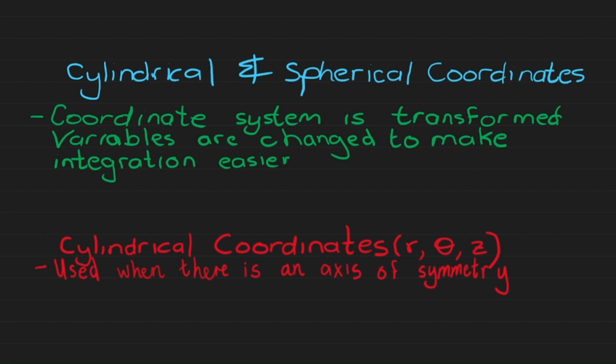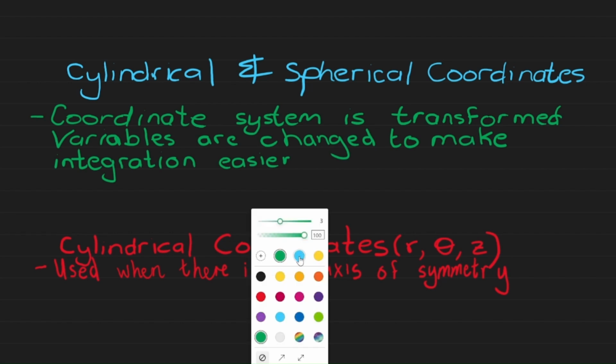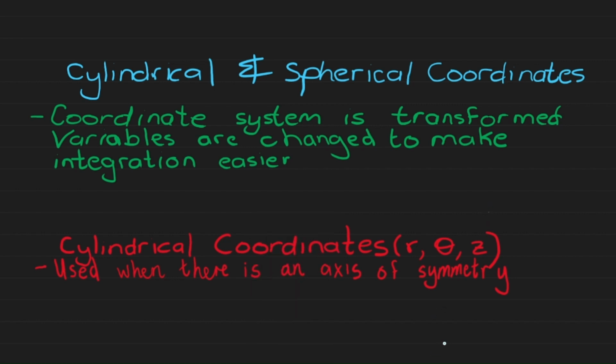So cylindrical and spherical coordinates are two different coordinate systems. The variables are changed to be in terms of other variables, and what happens is that certain figures become much easier to evaluate, that is in terms of integration. We can start off with cylindrical coordinates, and we would use cylindrical coordinates when there is an axis of symmetry. The integrals become much easier to evaluate when there is.